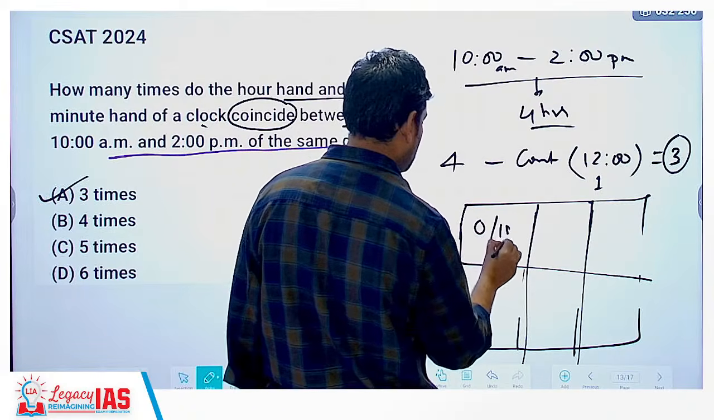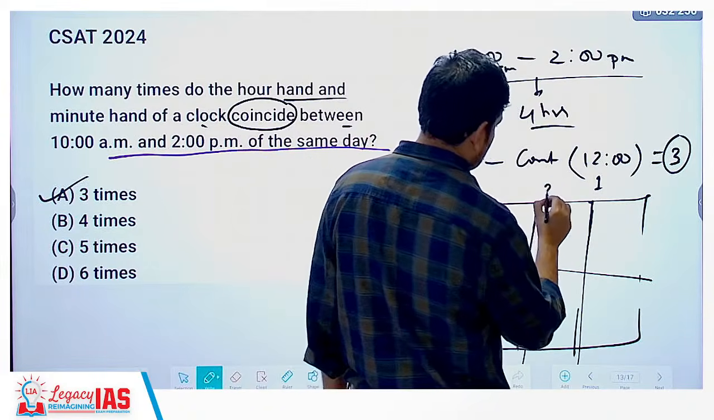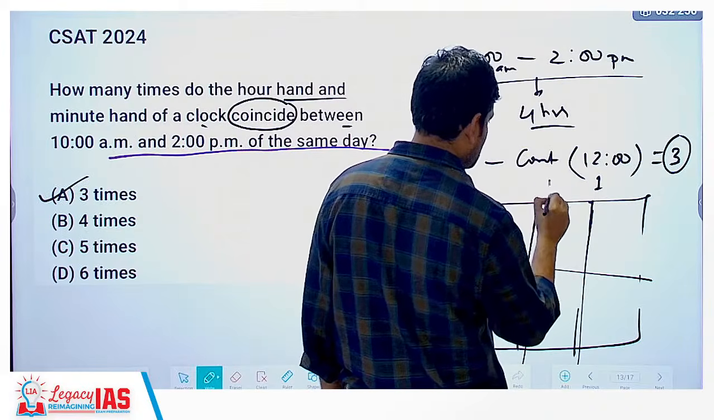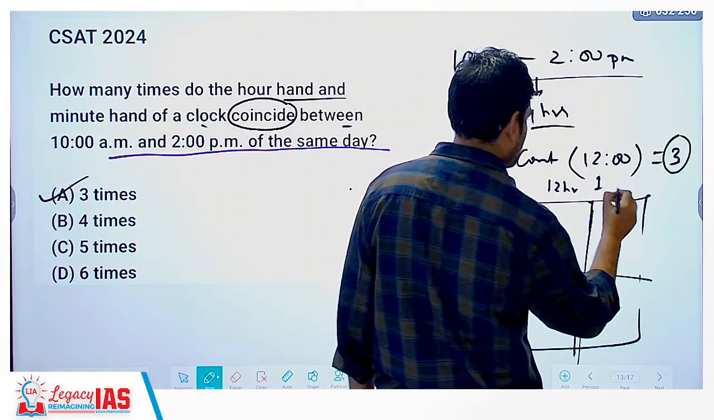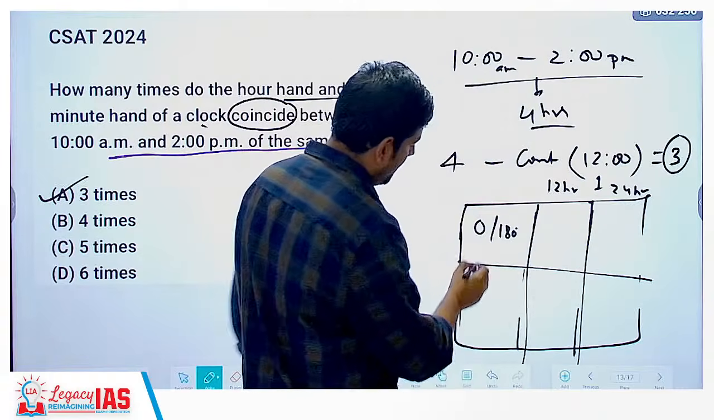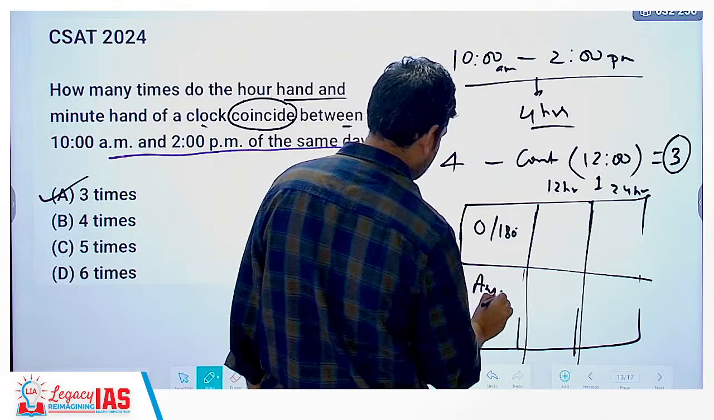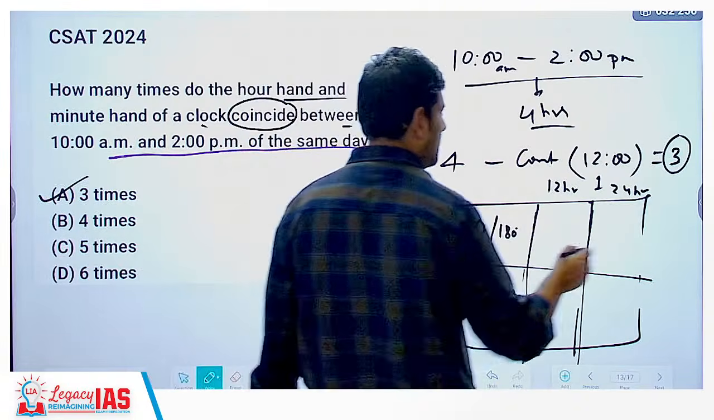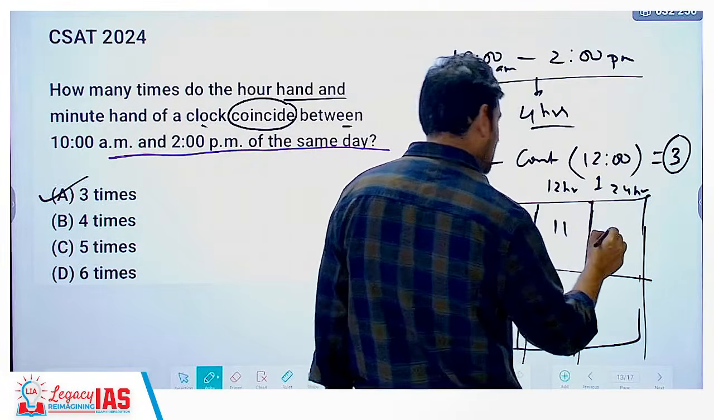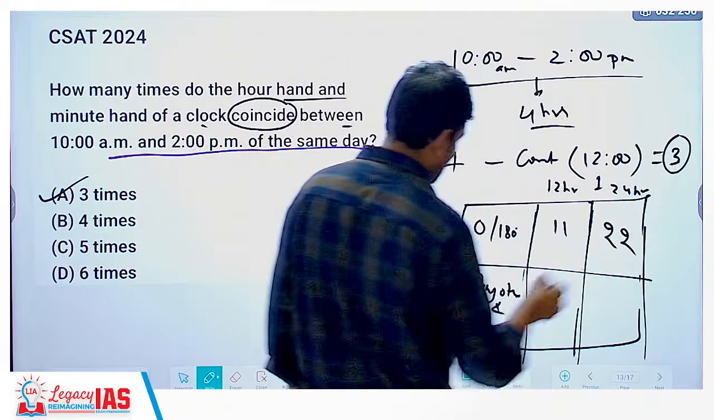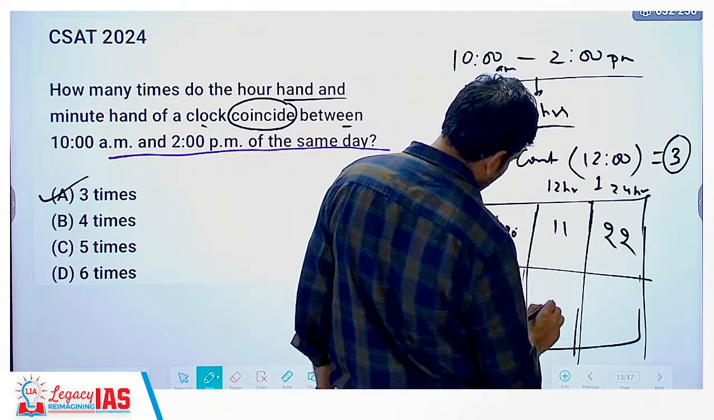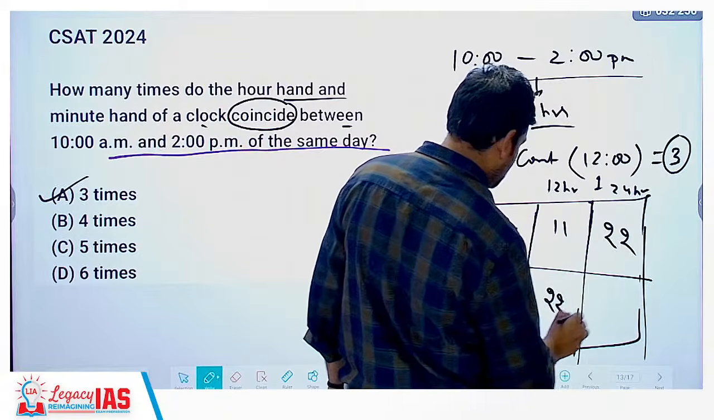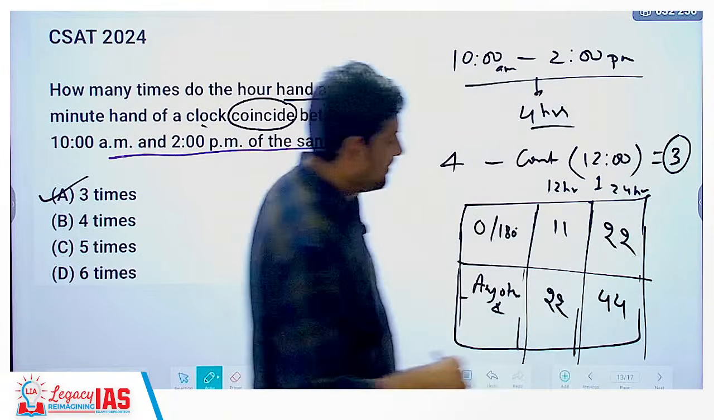This is 0 or 180 degrees. This is in 12 hours, this is in 24 hours, and this is any other angle. So 0 or 180 degrees in 12 hours is formed 11 times. In 24 hours it is formed 22 times. Any other angle is formed 22 times here and 44 times here.